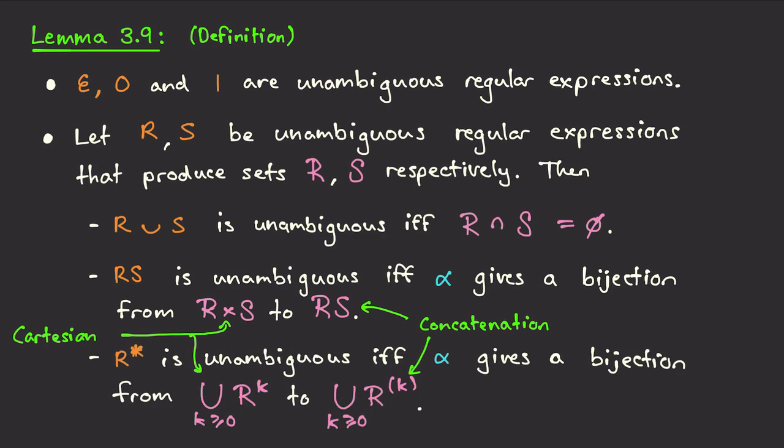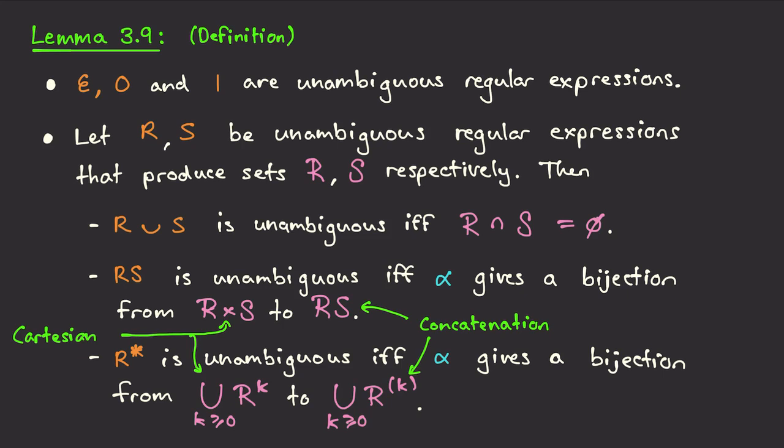union of all the non-negative Cartesian powers of pink R to all the non-negative concatenation powers of pink R. This is saying that there is no string that you can get in two different ways by gluing together a collection of strings from pink R. I'll repeat that for all three of these last points, it's important that R and S themselves are unambiguous. If a regular expression contains an ambiguous regular expression, then it itself is ambiguous.